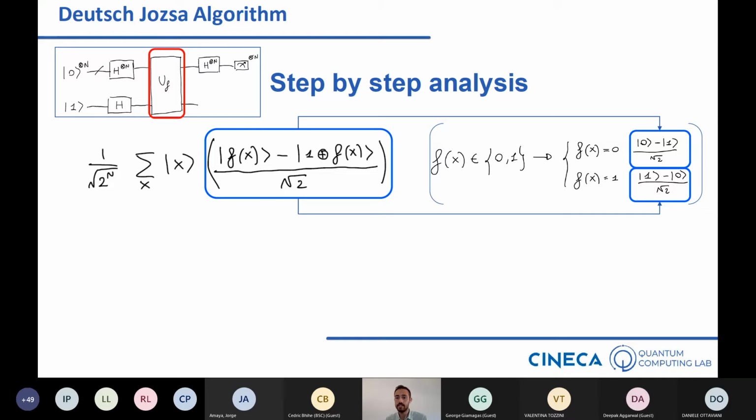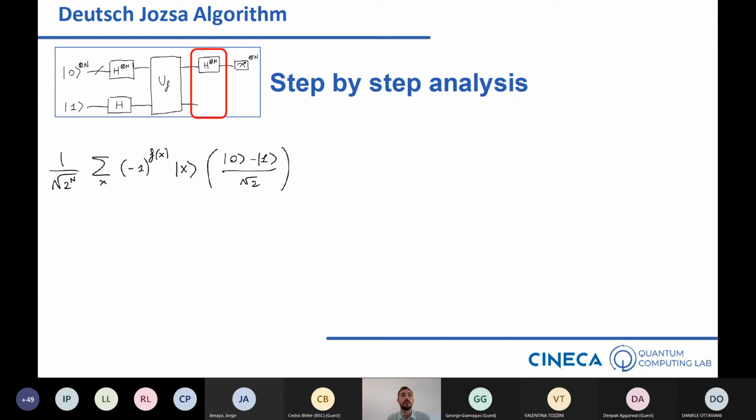So in some sense, what you're saying is correct, but in such a way that the last qubit depends on f of x calculated on the first register. Okay. So we were here.